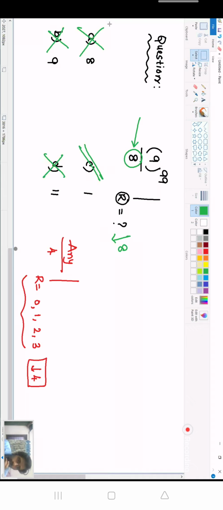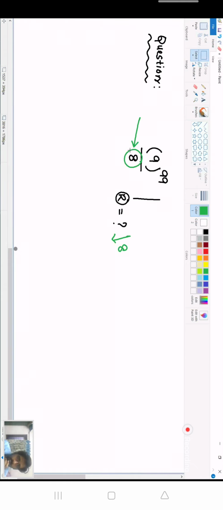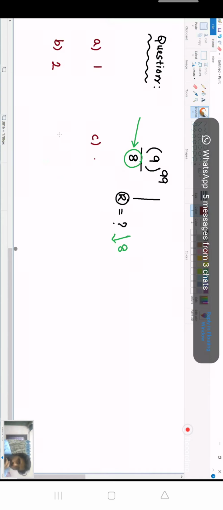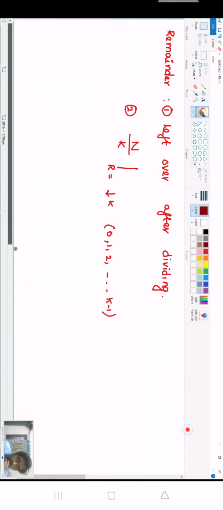Then how can I solve the question? If you have all the option choices less than 8, for example, the first option is 1, the second option is 2, the third option is 3, the fourth option is 4, in this case I cannot apply the previous strategy which I have taken here. That means any number dividing with 4.